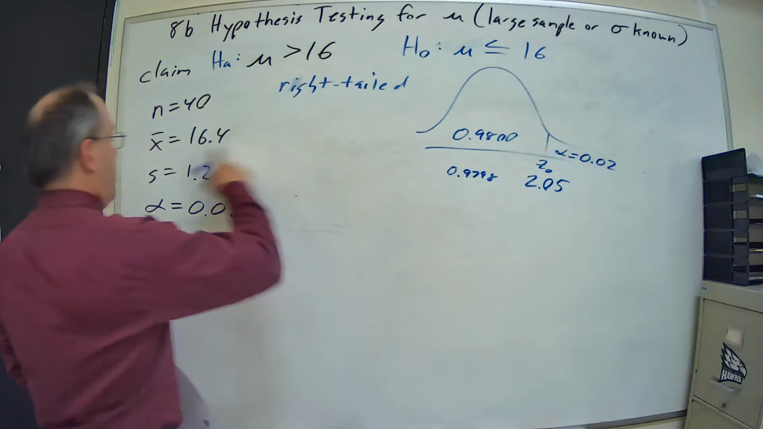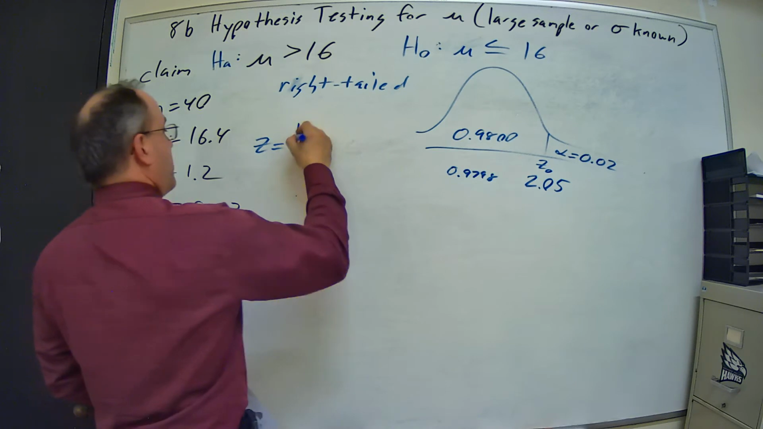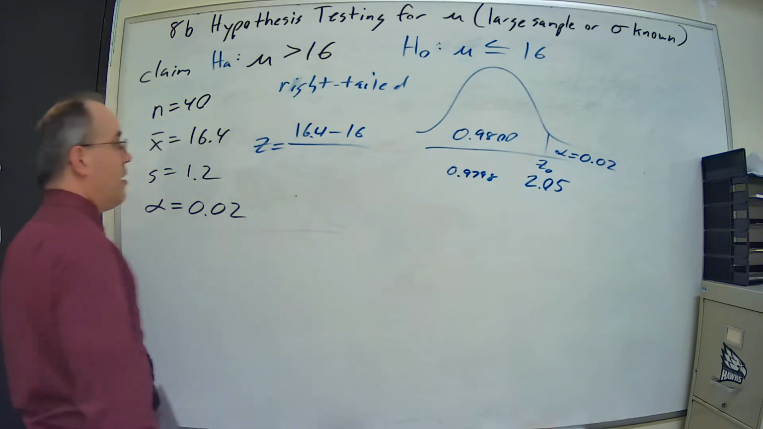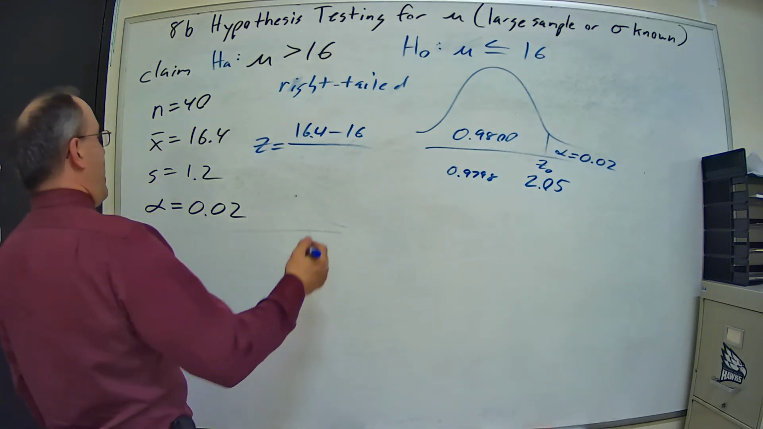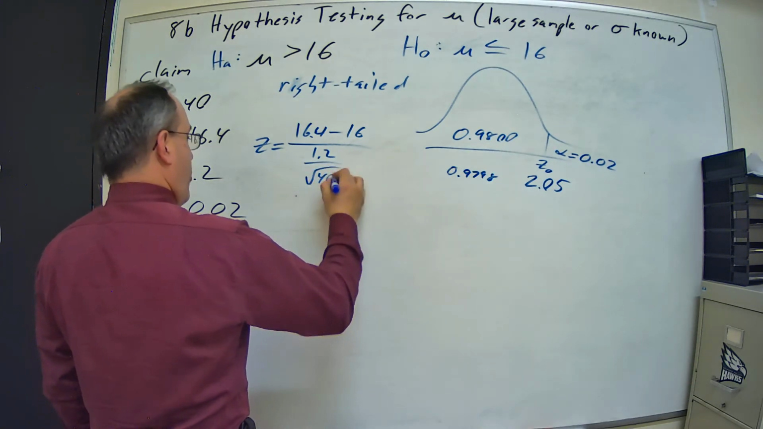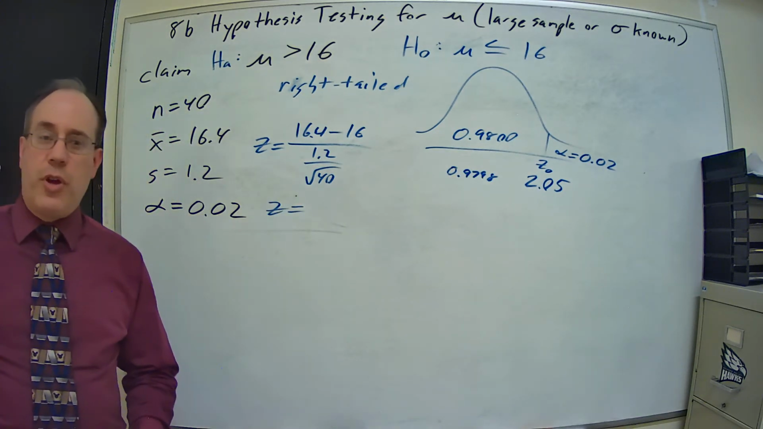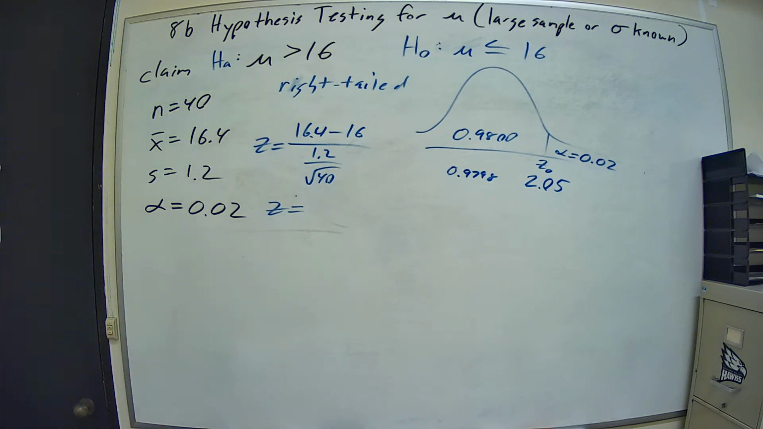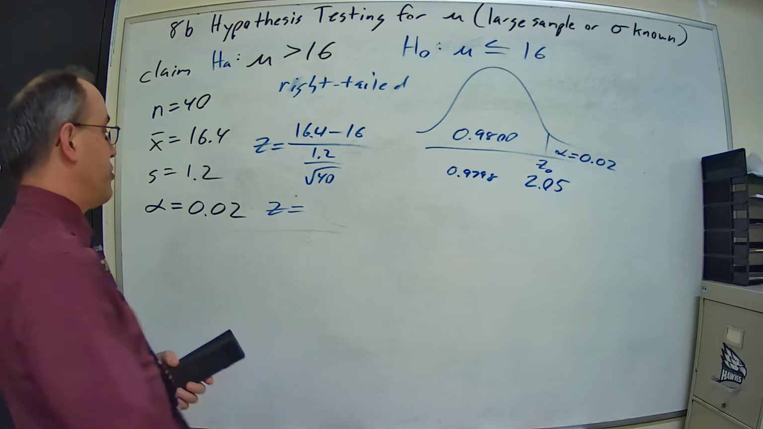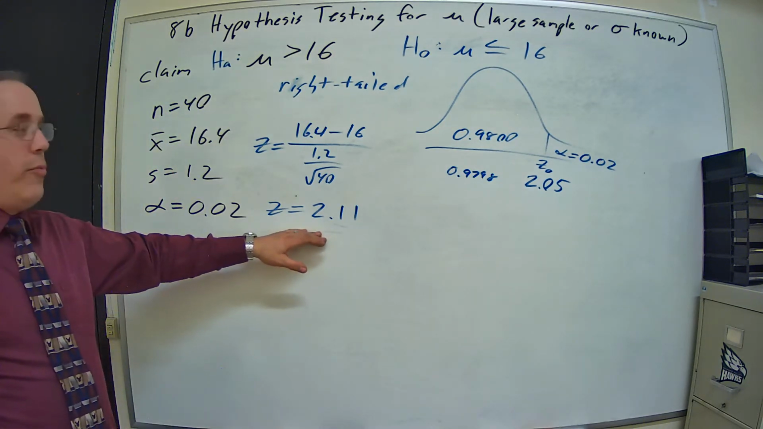So now I need to find my z-score, and remember we did that by taking x bar, 16.4, and subtracting our mean of 16, or our claim of 16, and then dividing by our standard deviation, 1.2, over the square root of 40. And z came out equal to, I believe, 2.11. But let me just plug that in to make sure I'm not misstating that. In fact, it was still in my calculator, so z is equal to 2.11.